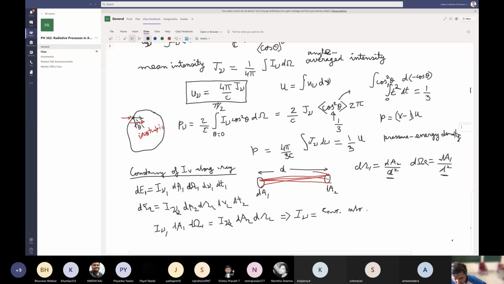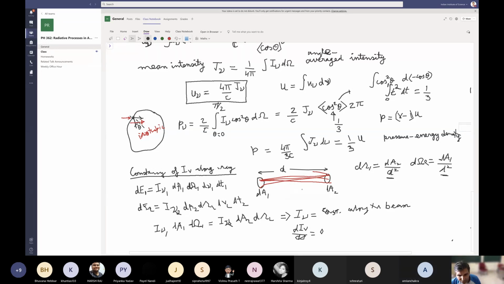along the beam, right? I nu is a constant along the beam, or d I nu by ds is equal to 0, or specific intensity is preserved along a ray, okay, in absence of absorption and emission and scattering along the line of propagation.